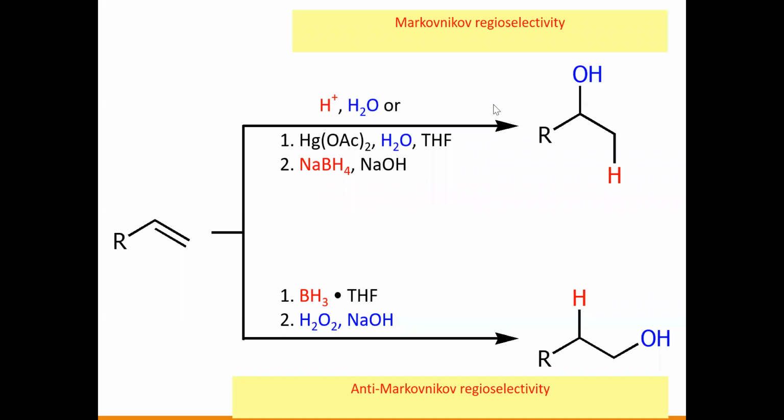Shaira, your internet connection is unstable. BH3 THF. Okay, so you will have your BH3 THF, and the second step will always be the oxidation process. If you remember in your Chapter 8, BH3 can also produce alkanes.